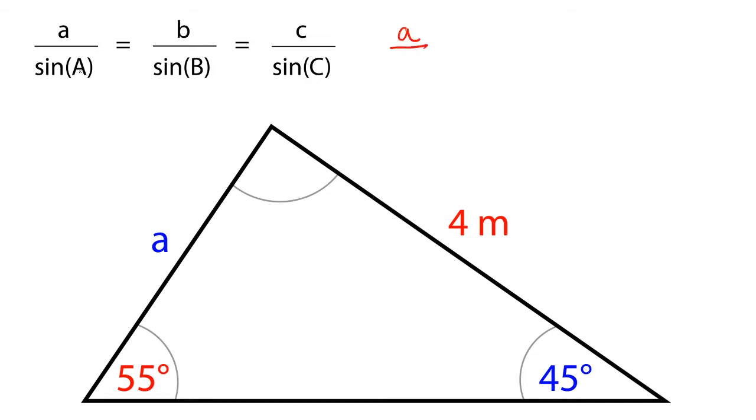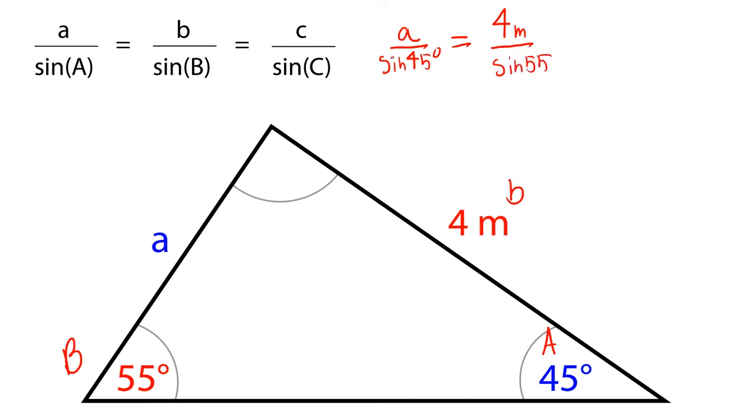So A is our variable. Below A, the angle opposite A. We know that to be 45 here. Let me label these again. Little b, big B. So we know the angle opposite of A here is going to be the sine of 45. And that's in degrees. And that is equal to the ratio between 4 meters divided by the sine of 55.